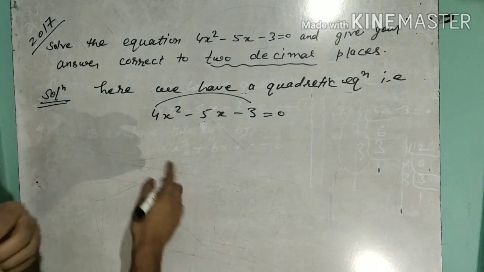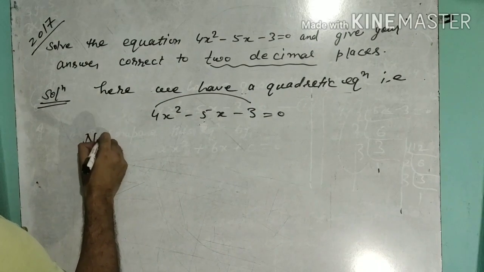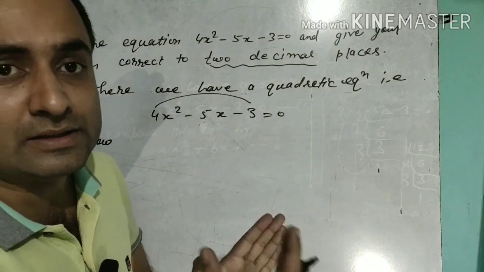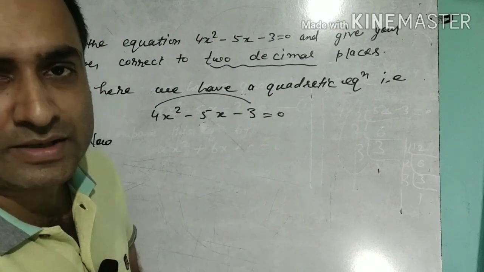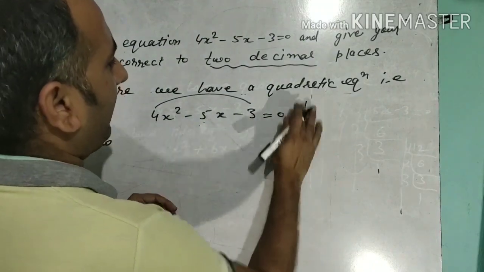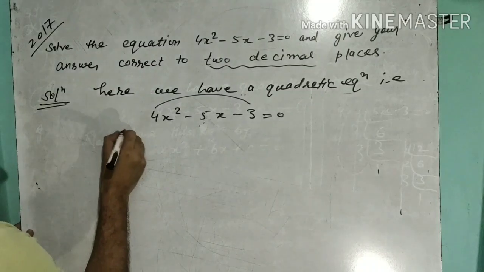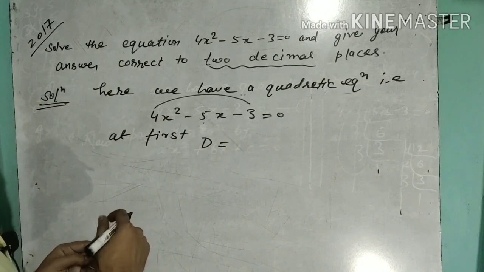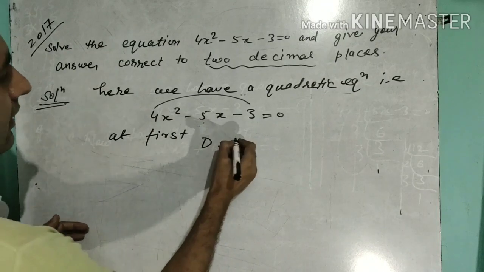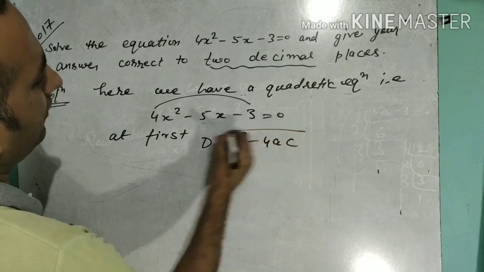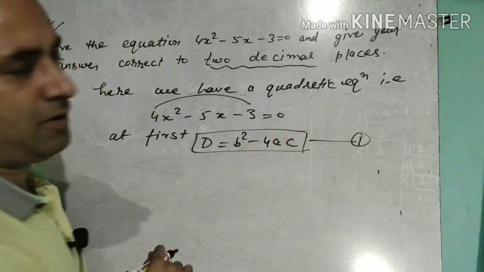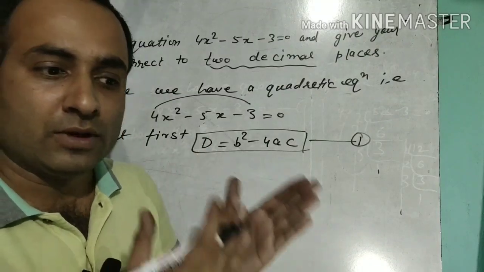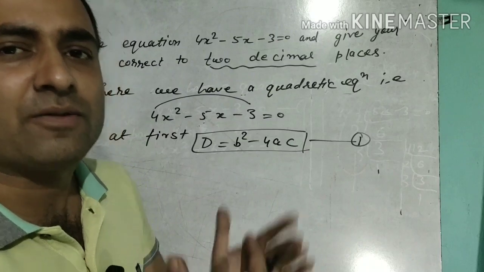So now let us check how many roots. By the discriminant, roots should be real or imaginary. At first, D is what? D is b square minus 4ac. Suppose this is equation number 1. D is equal to b square minus 4ac. The discriminant will tell you whether the roots are real, imaginary, or equal.